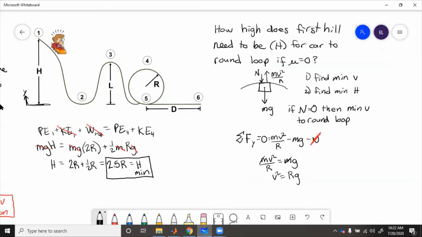If you're trying to design a roller coaster, make sure that you make this hill more than 2.5r, because in real life, there will be friction on that track.